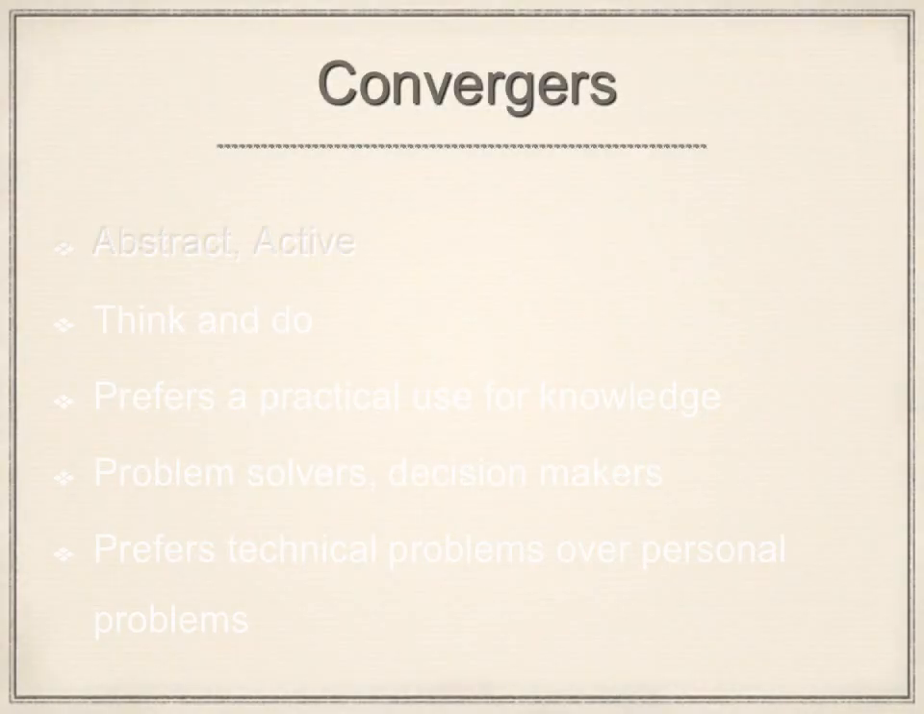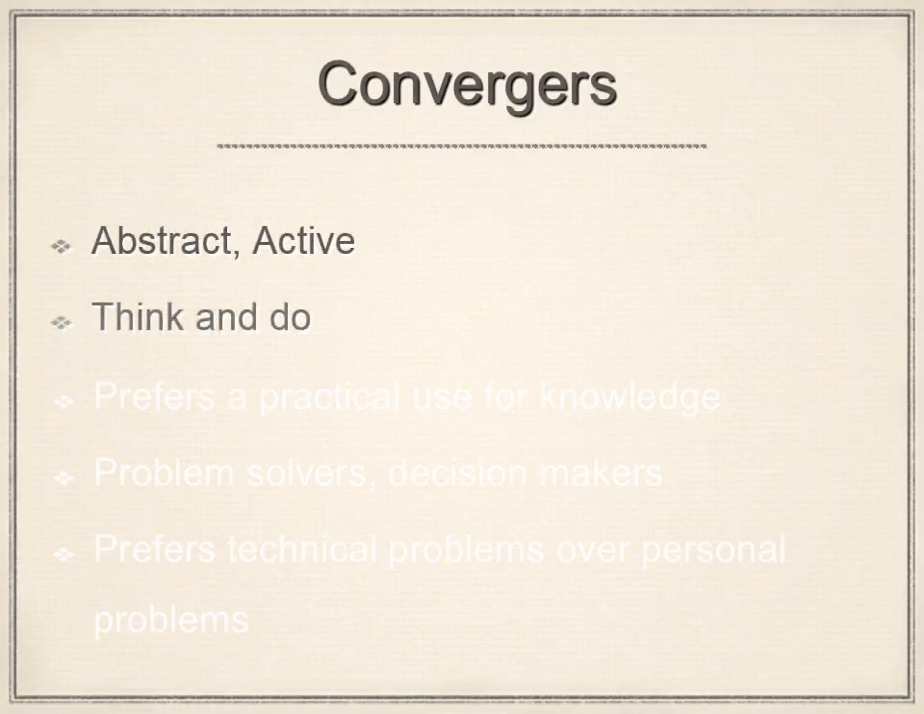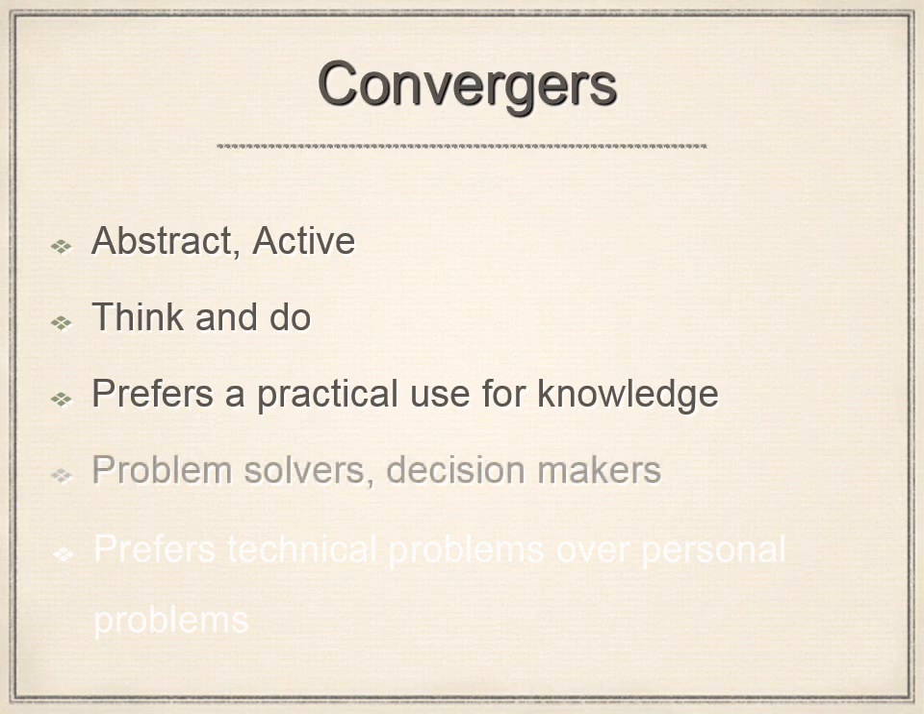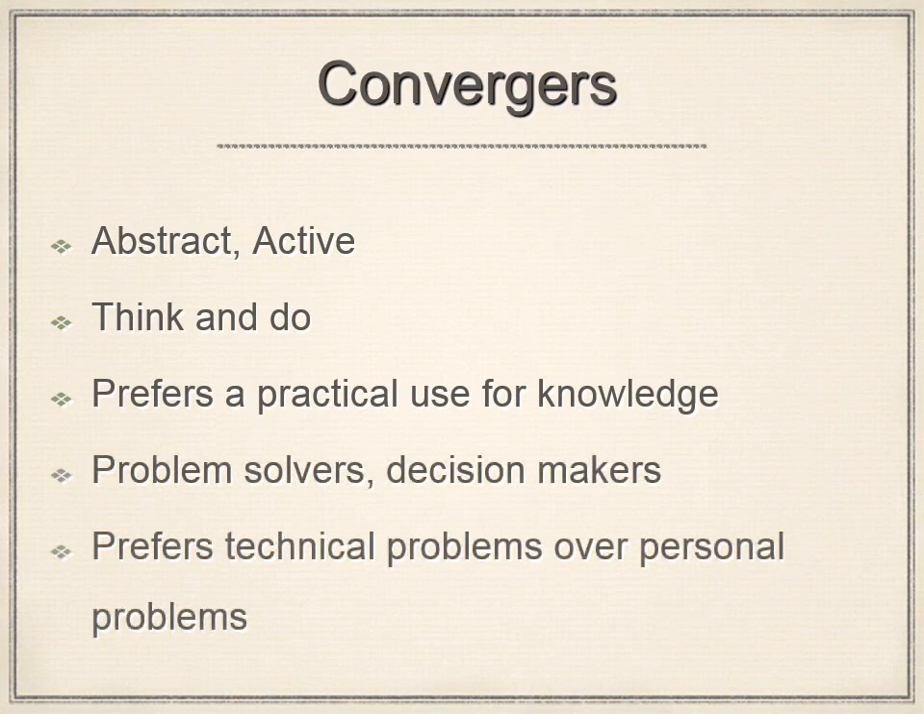Next, we have convergers. Abstract, active. They prefer to think and do. They prefer a practical use for the knowledge, as in, tell me what I need to know now. They're problem solvers, decision makers. They prefer technical problems over personal problems.